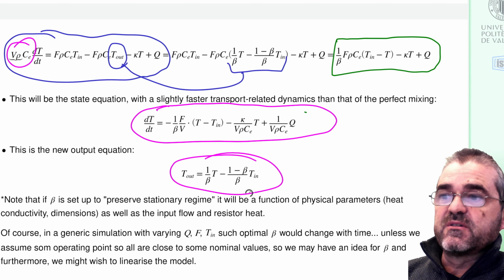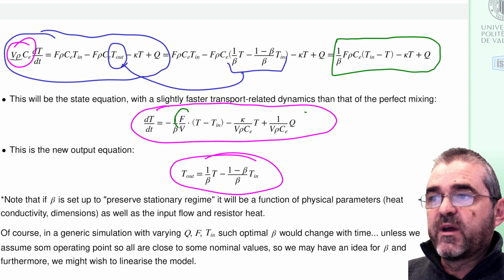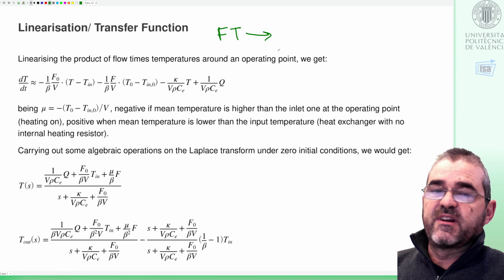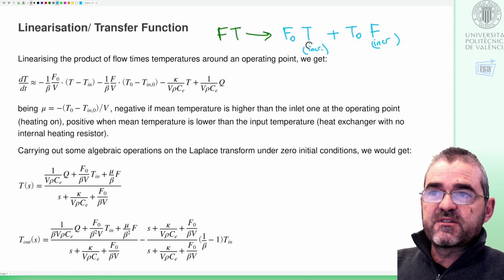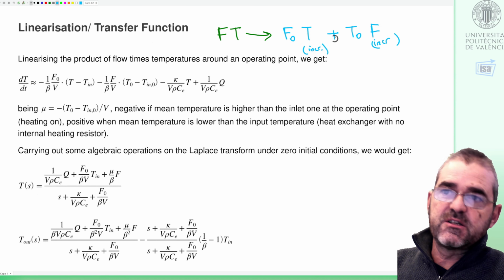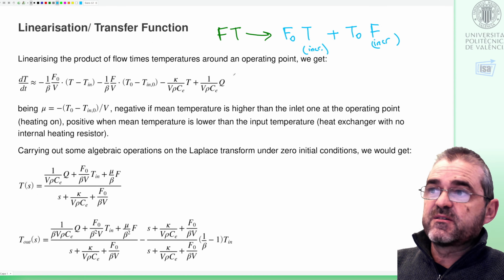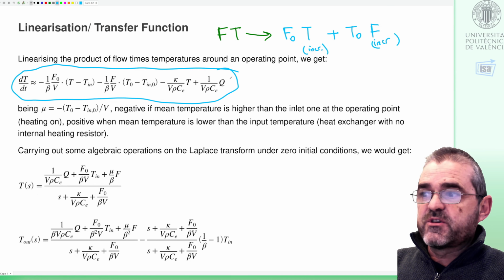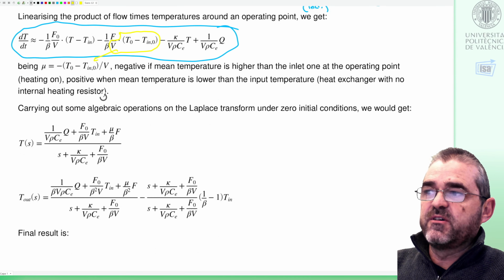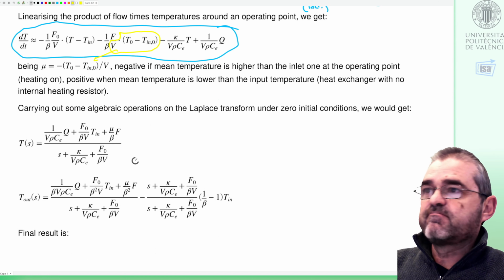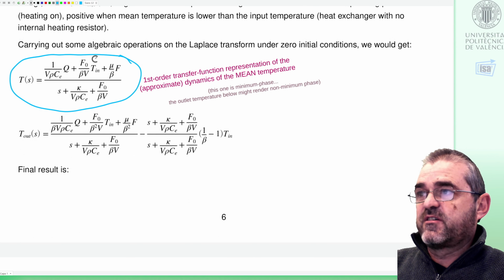Nevertheless, if I wish to compute the transfer function representation, either I set constant flow or I need to linearize this, transforming the product F times T into nominal flow times temperature in incremental units plus nominal temperature times flow in incremental units. We can linearize the state equation, and then this thing will be called mu to avoid clumsy notation, and taking the Laplace transform, this will be the transfer function representation.